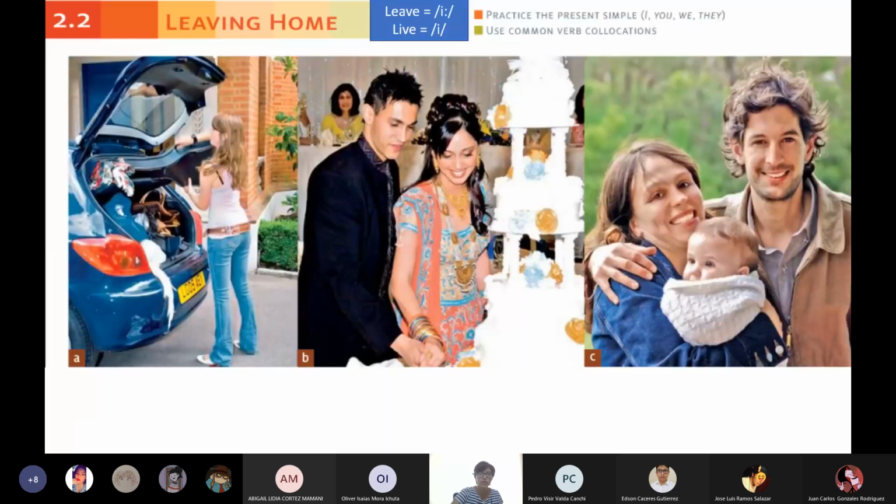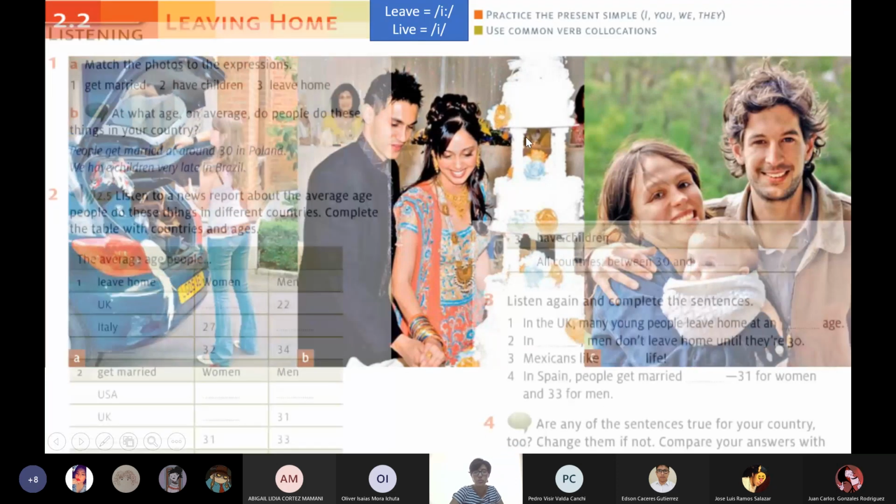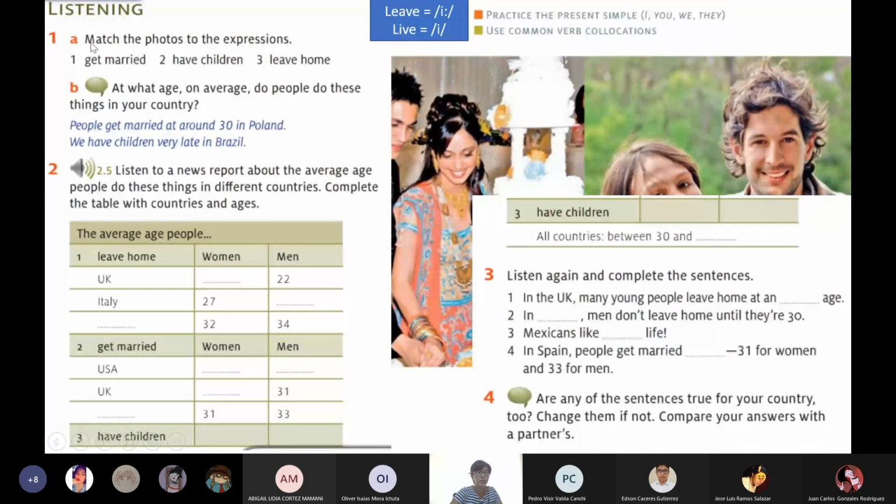Let's continue. So here, leaving home, right? Dejando la casa, o sí, yéndose de la casa, del lugar. In these 2 pages, we're going to practice the present simple, and we're going to use common verb collocations. So here you have 3 pictures. Those are easy. Exercise number 1. Match the photos to the expressions. Get married, have children, leave home.